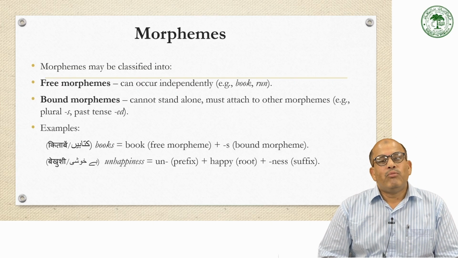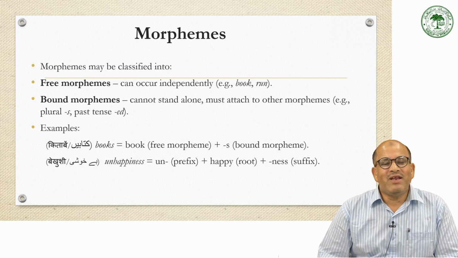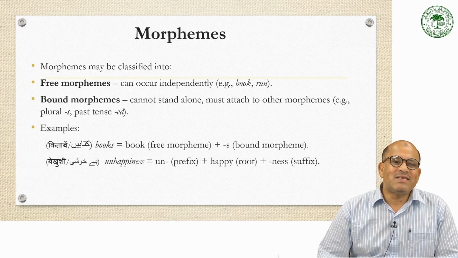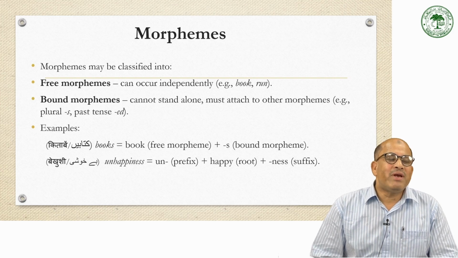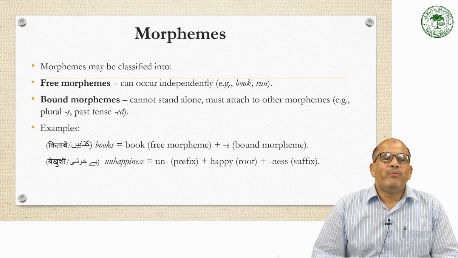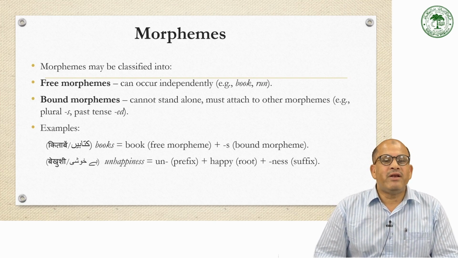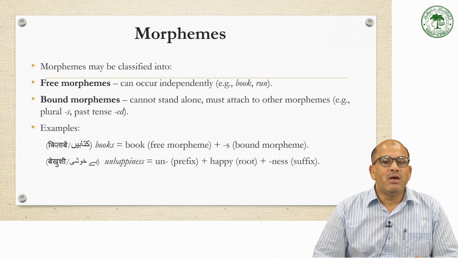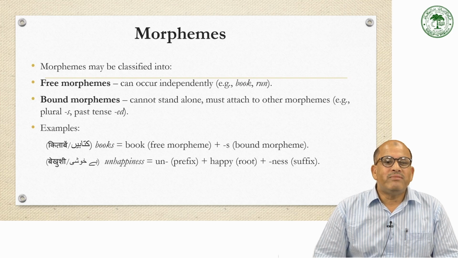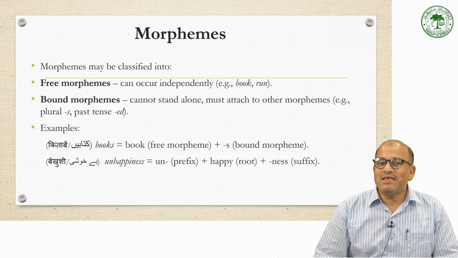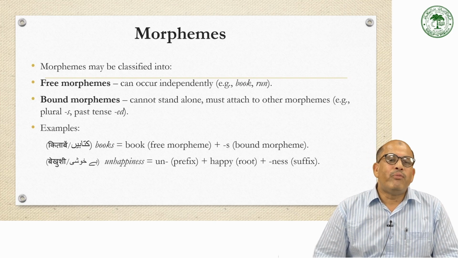I am going to briefly touch upon these aspects, but they will be elaborated in the next lecture when we talk about morph, allomorph, and morpheme in detail. So a morpheme may be classified as a free morpheme, which, as I said earlier, can occur independently without any help or support, at any place in the sentence. However, bound morphemes cannot stand alone and must attach to another morpheme. For example, plural s and past tense ed cannot occur independently, so they are called bound morphemes.